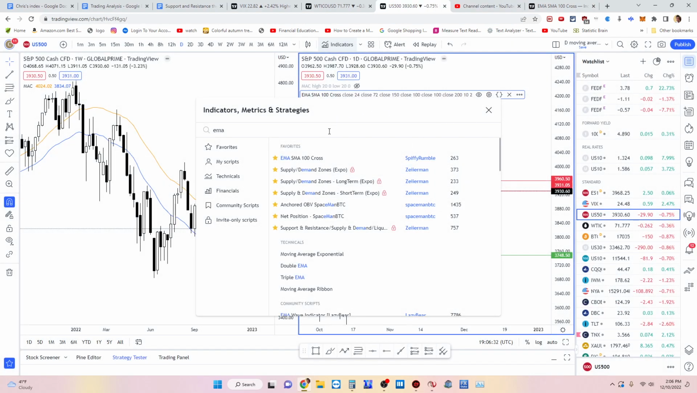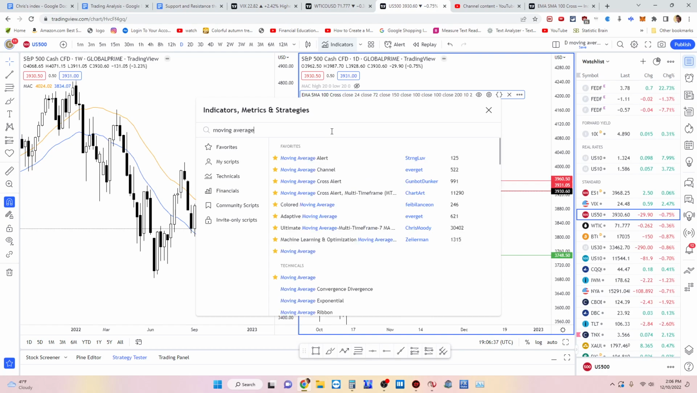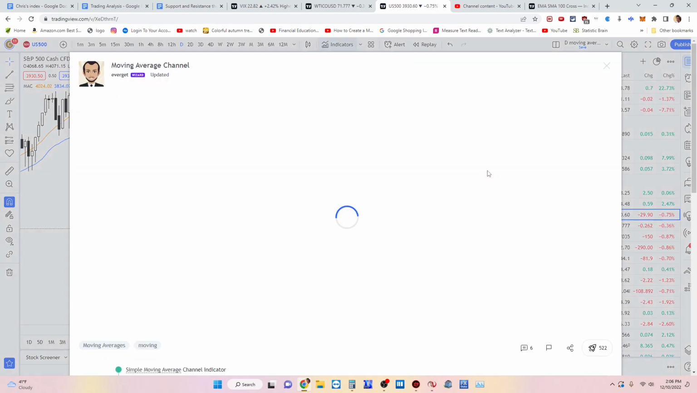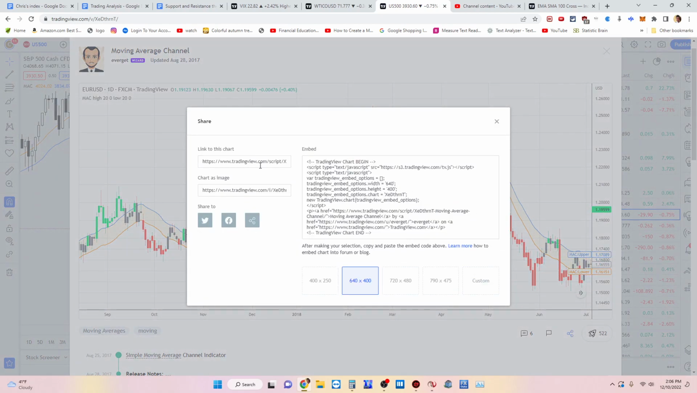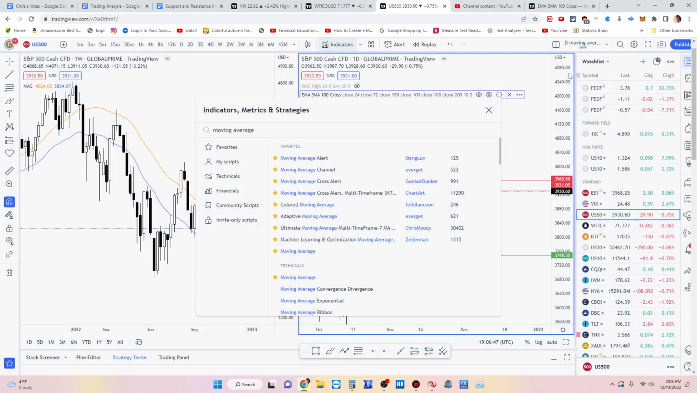Let's see if I can get it. Yeah, I just type in moving average channel, and there it is. And I don't like to have the candles colored at all. But that's pretty much what I use.